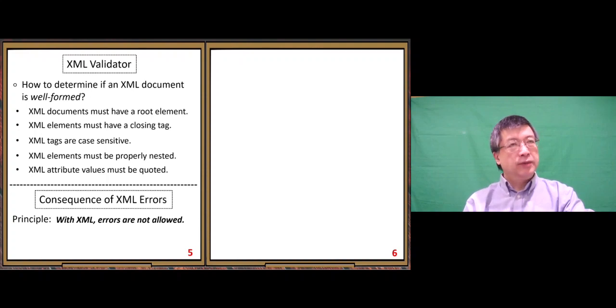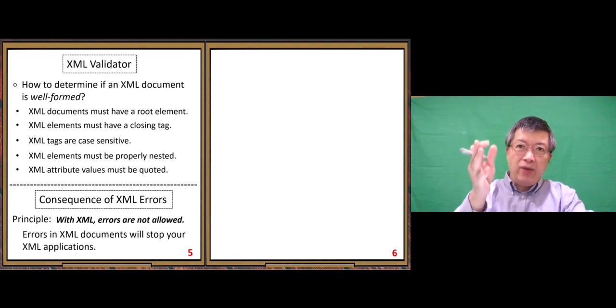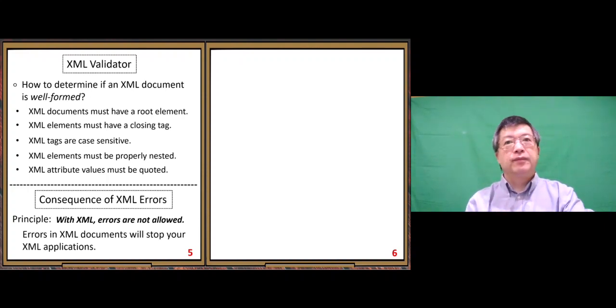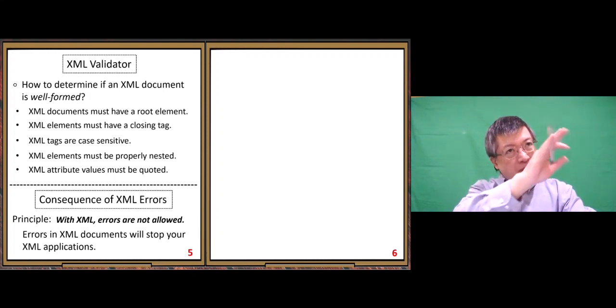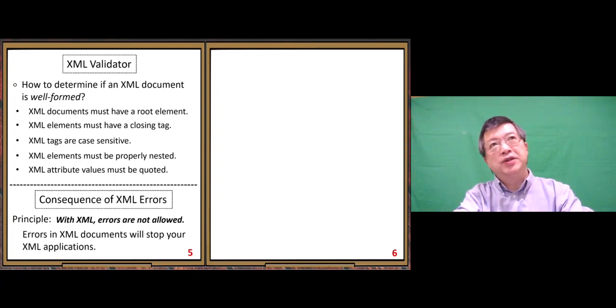All right. So the consequence is this. If there is one error detected, then XML applications won't work. XML applications won't accept any XML document with even a single error. So that's why XML validation sometimes is very important.